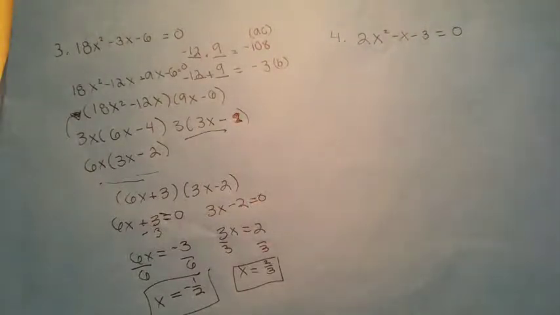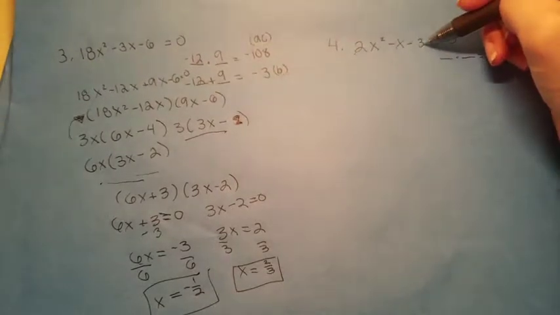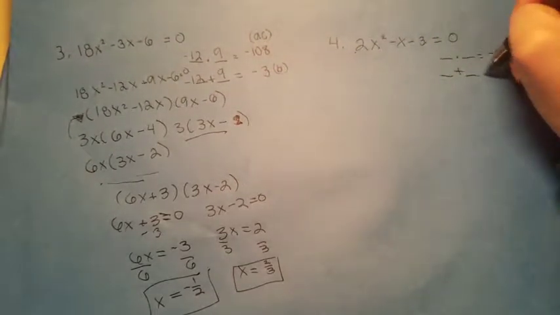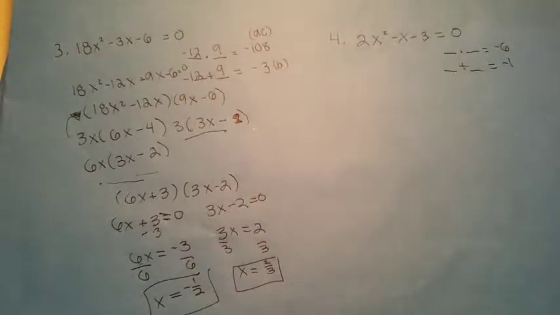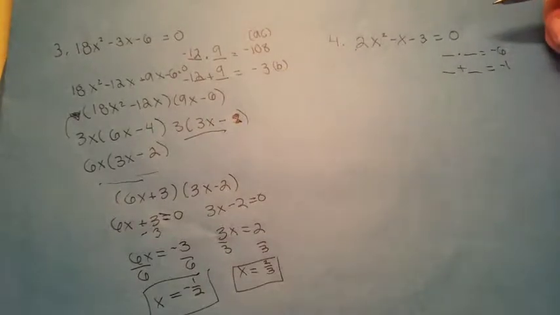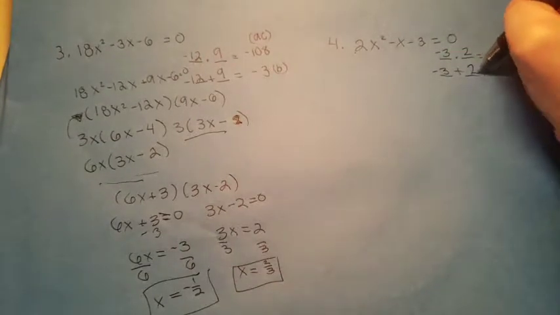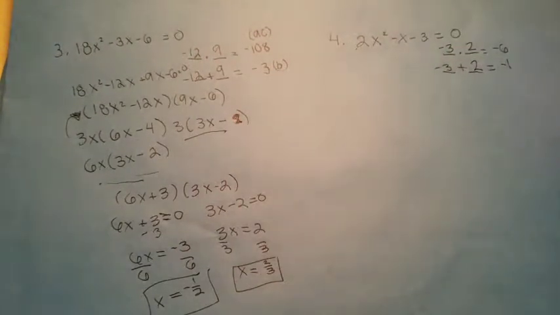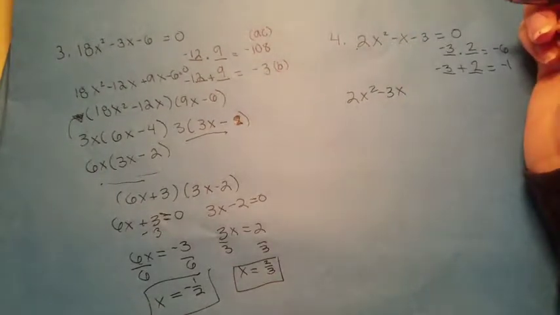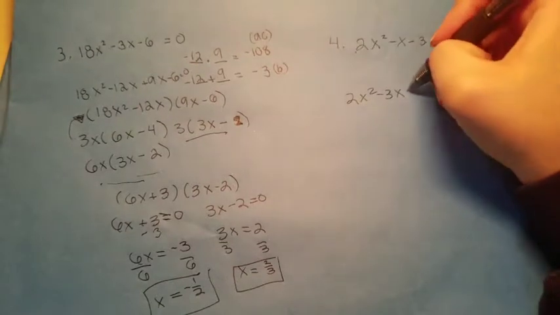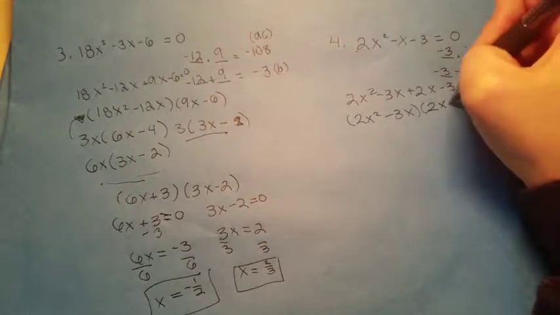Let's go on to our next example. Same thing with this one. What is A times C? Negative 6. And what is B? Negative 1. I guess the two numbers will have to be negative 3 times 2, and negative 3 plus 2 equals negative 1. So it makes sense. Then write it down. 2x squared minus 3x plus 2x minus 3. Then pair them up. Same thing with this one.